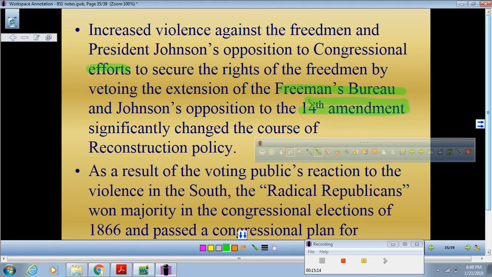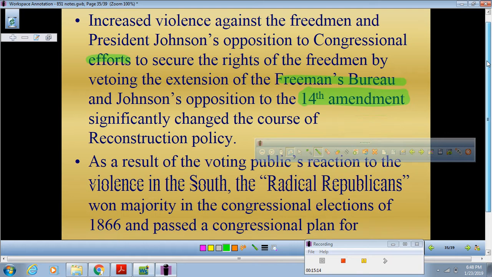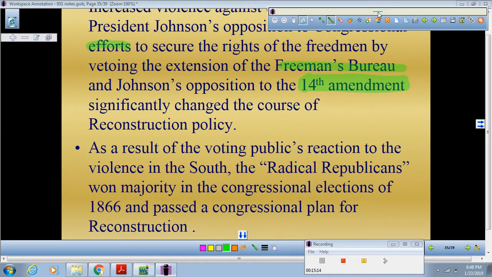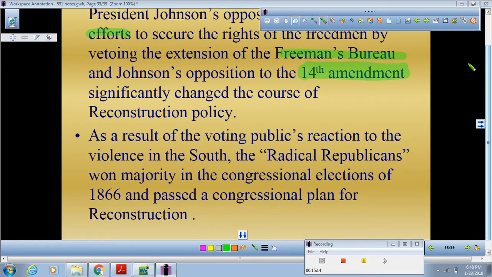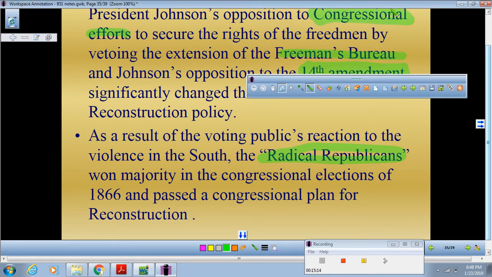So Johnson opposed equal citizenship. He accepted and encouraged the freedom of slaves, but did not endorse their citizenship. And as a result of the voting public's reaction to violence in the South, the Radical Republicans, who would control Congress and initiate congressional Reconstruction, won a majority in the congressional elections of 1866 and passed what's called Congressional Reconstruction.